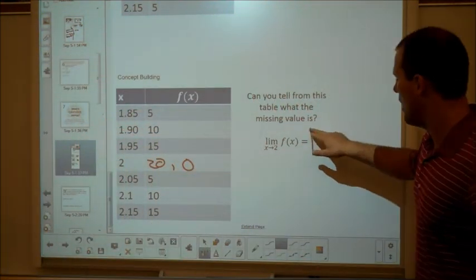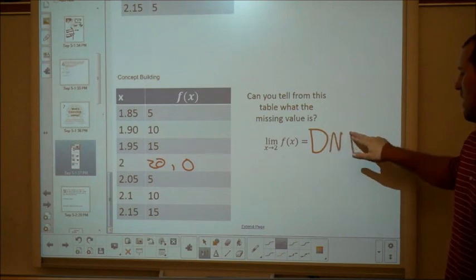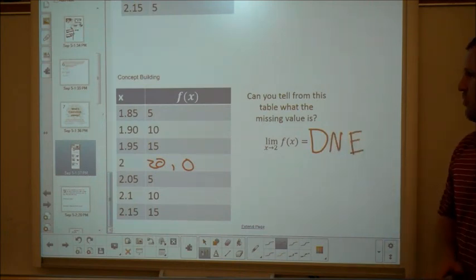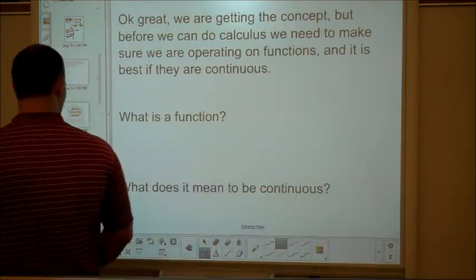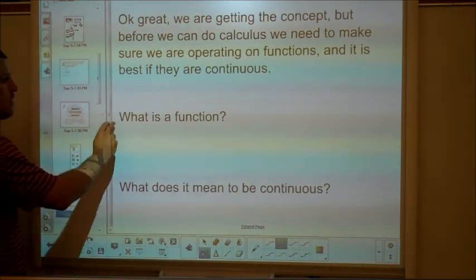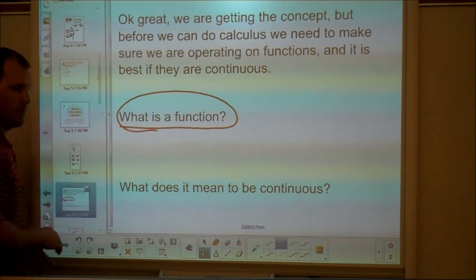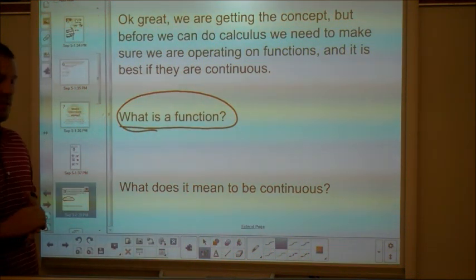And so instead of writing it all out, we can go ahead and just write D and E. Does not exist. We can use the shorthand for it, and that is just fine. So for calculus, there's a couple things that we really prefer. For now, we would really like it if we were dealing with functions. That would make things a lot easier.